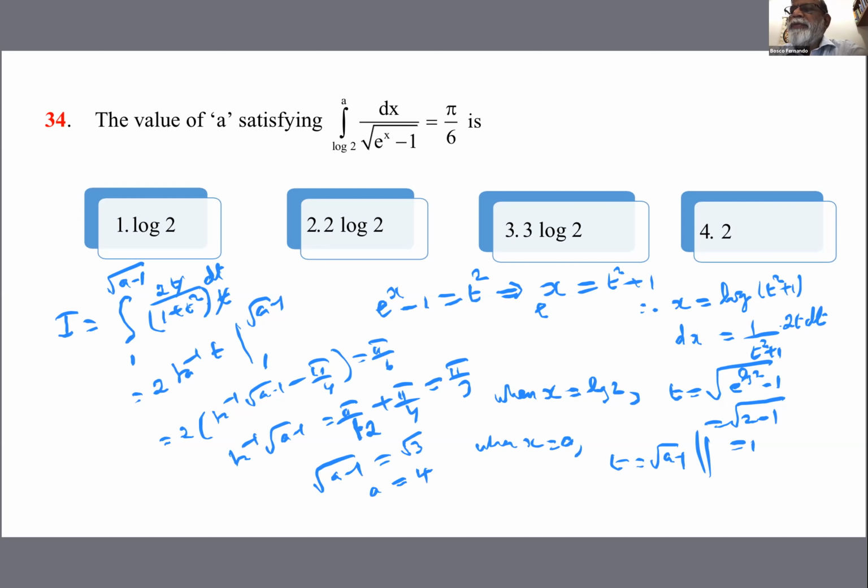Anything wrong has happened? Yes, this is not a, this is e to the power a. So this is e to the power a, so e to the power a minus 1. So squaring e to the power a, this is 6. So a is equal to logarithm of 4. So it is equal to 2 log 2.